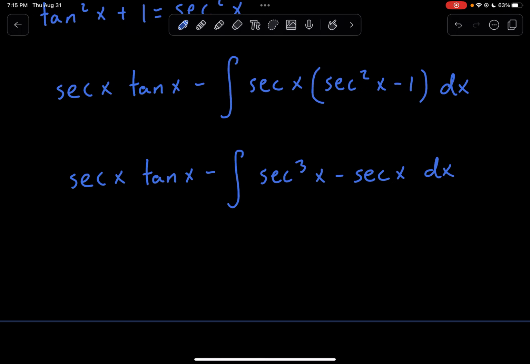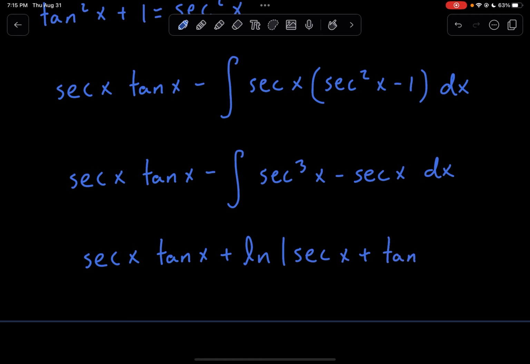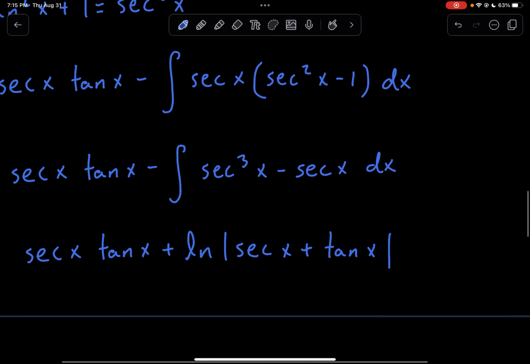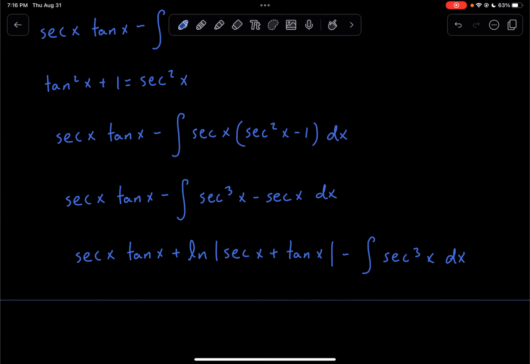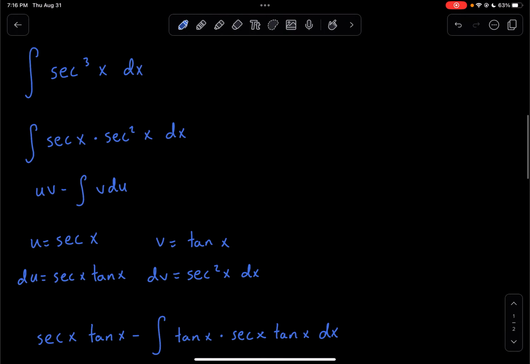The integral of secant x is an integral that you can just have memorized, or I also have a video showing how to derive the integral of secant x. So negative secant x times this negative will be positive ln absolute value of secant x plus tangent x. But we still have this negative integral of secant cubed x, which is the exact same thing as the question that we started with.